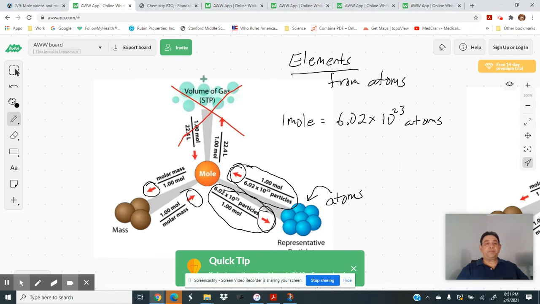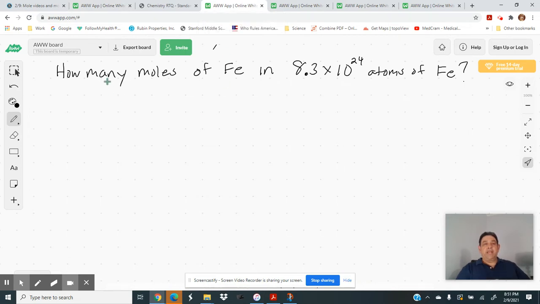So let's go ahead and do the first problem. Once again, how many moles of iron in 8.3 times 10 to the 24th atoms of iron? I know that for any element, 1 mole equals 6.02 times 10 to the 23rd atoms. If you know this already, you don't have to write it. I'm putting it here to remind us. This is the equality that's going to give us the conversion factor.